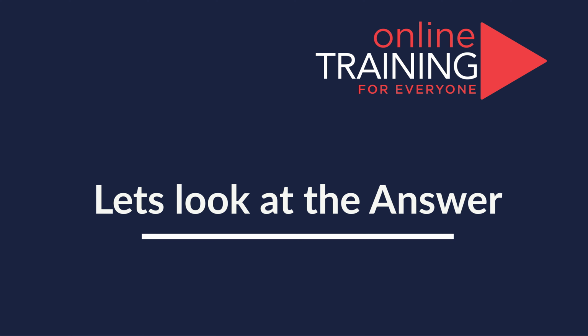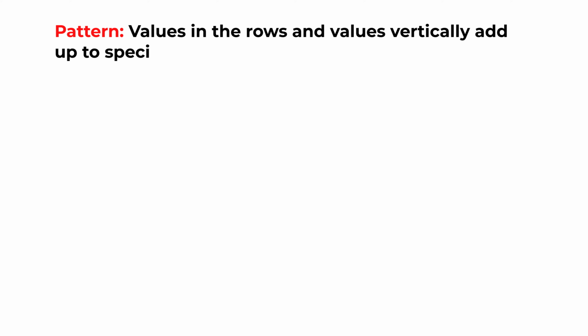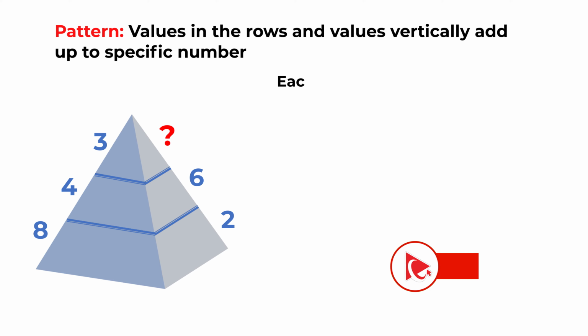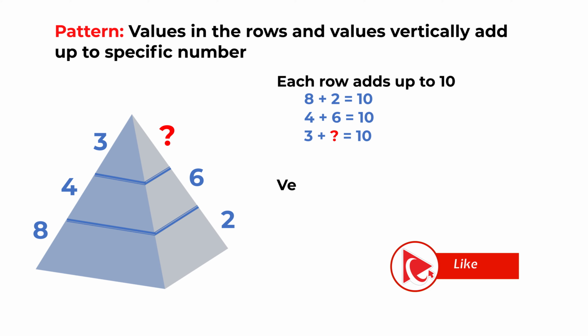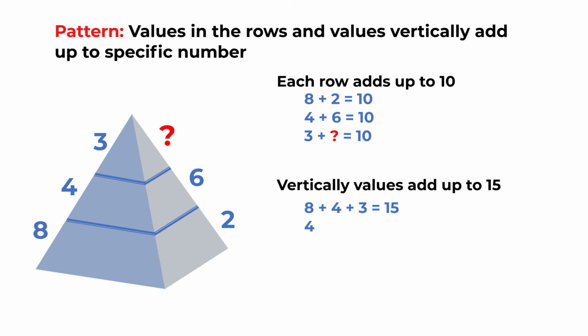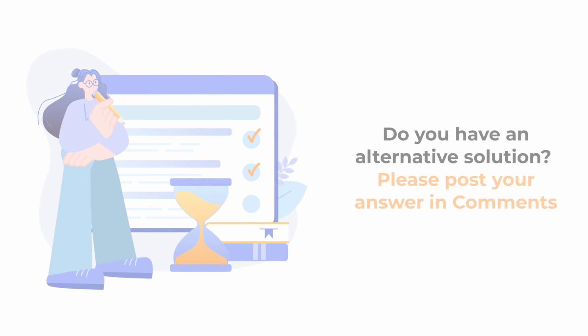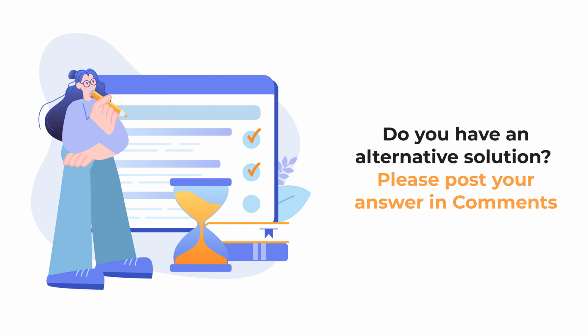As you might have figured out, the key to solving these types of challenges is to always look for patterns. If you look closely, each row adds up to 10. And vertically, values also add up to 15. So the correct answer here is choice C, 7. Hopefully you've nailed this question and now know how to answer similar problems on the test.